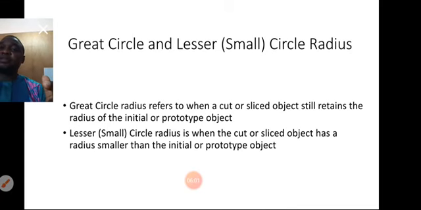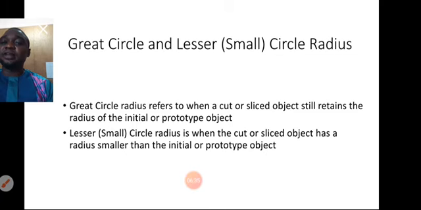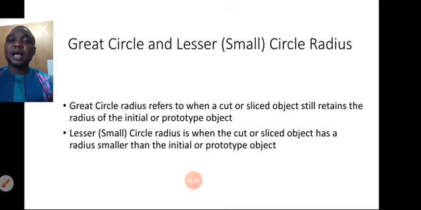A great circle radius refers to when a cut or sliced object still retains the radius of the initial or prototype object. I will explain all this. Just give me some time. Lesser or small circle radius is when the cut or sliced object has a radius smaller than the initial or prototype object.